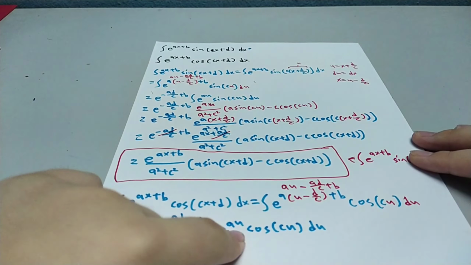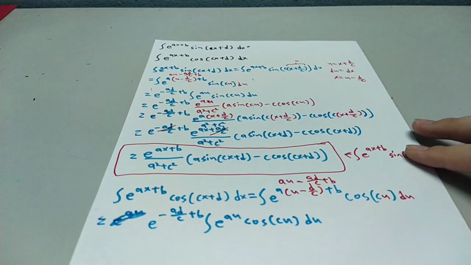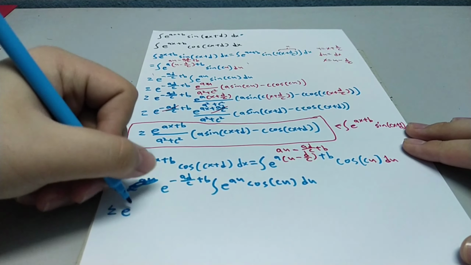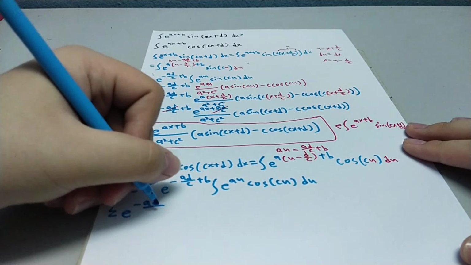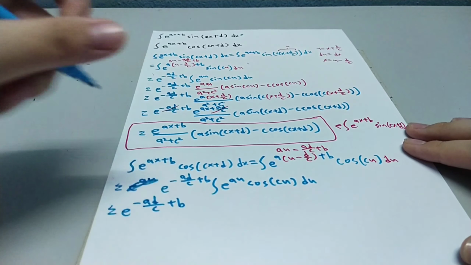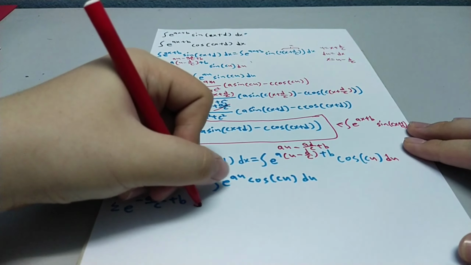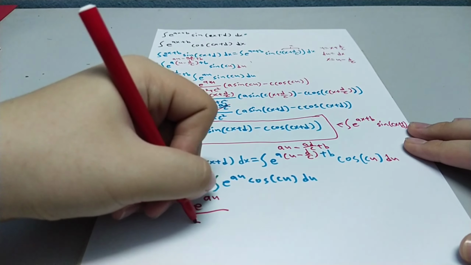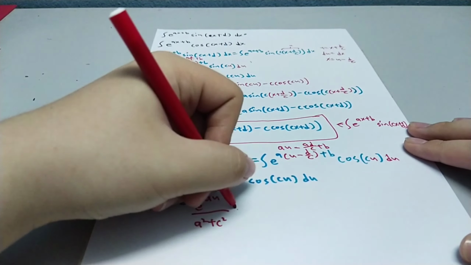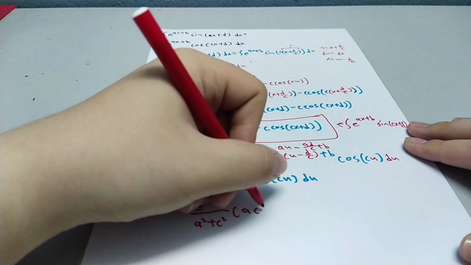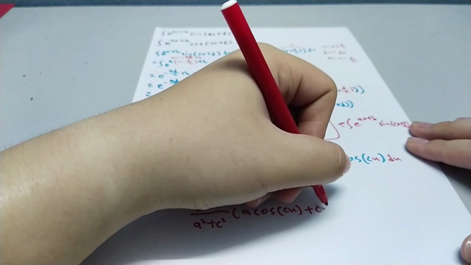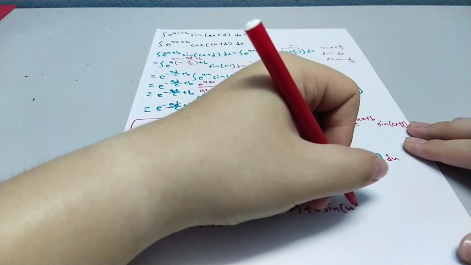And then we can just directly integrate this. So this integral is going to be equal to e power of negative ad over c plus b times e power of au over a square plus c square times a cosine of cu plus c times sine of cu.